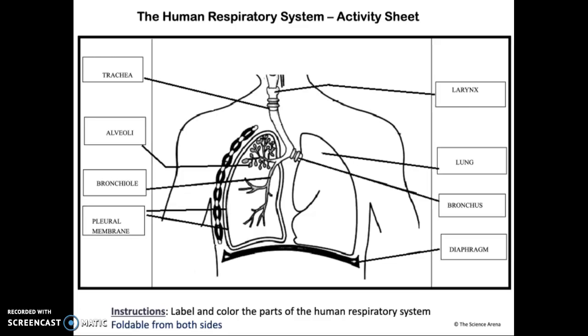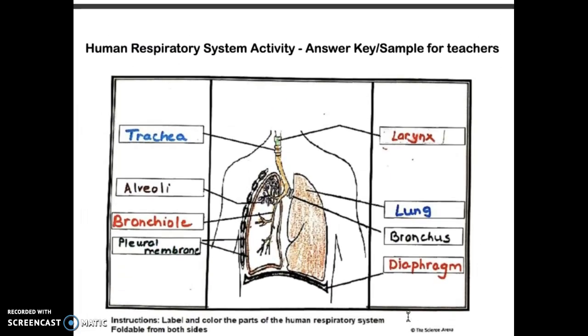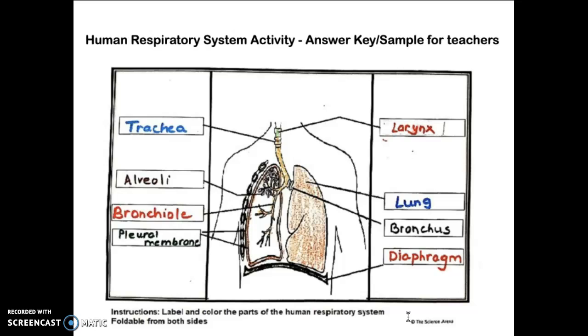And there we go. We have all the parts of a human respiratory system. If you have any questions, feel free to let me know. And because it says that you had to color the parts of the human respiratory system, I am sharing the answer key with you. This is what I colored, but you can definitely be more creative and take your own shot at making it as pretty or as creative as possible.